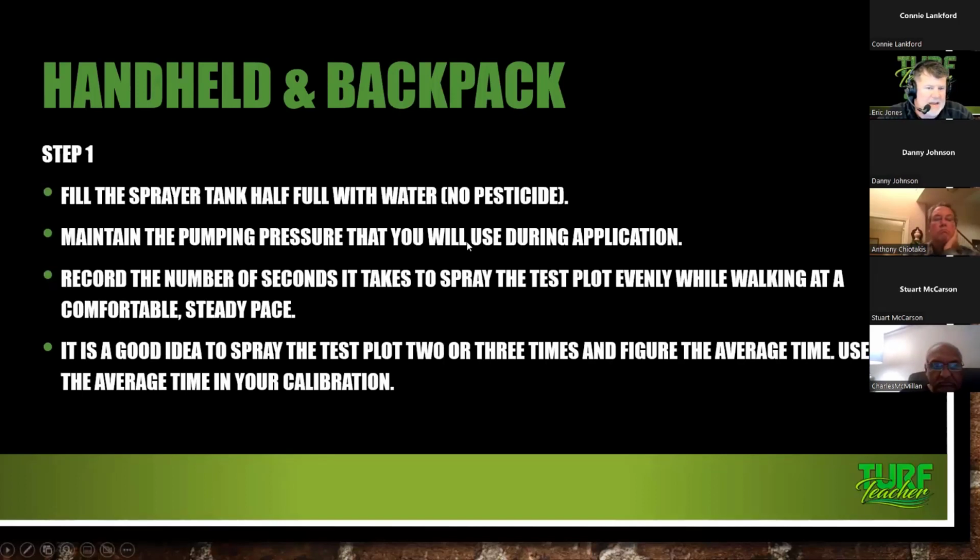So we'll fill the sprayer tank half full with water, no pesticide. The only piece of equipment that we do use the product we're applying in would be our granular spreaders. When we're using our sprayers, we're just going to use water. But we maintain the pump pressure that we will use during the application. We record the number of seconds it takes to spray the test plot evenly while walking at a comfortable, steady pace. It is a good idea to spray the test plot 2 or 3 times and figure the average time. Use the average with our calculations.